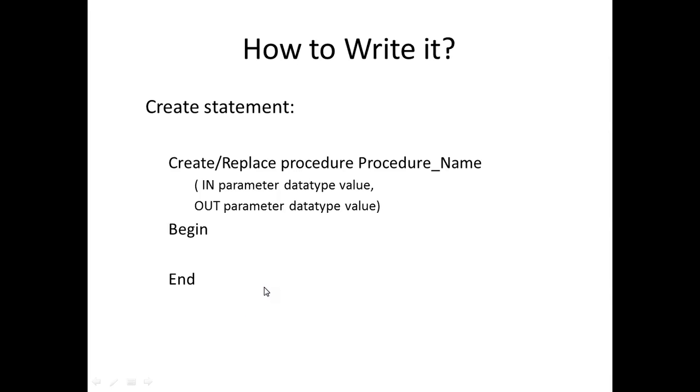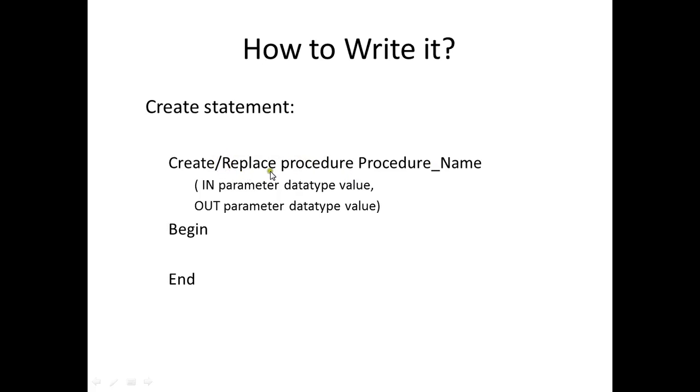So we'll move to the next. How do you write it? The first part is the create statement. So create or replace procedure name. There are certain vendors who would only support the create procedure statement. In those cases, you need to have a drop procedure name. Let's say you are making some changes to an already existing procedure. Now you would like to drop it and then recreate the new version of it. So you basically have to drop the stored procedure and create it again.